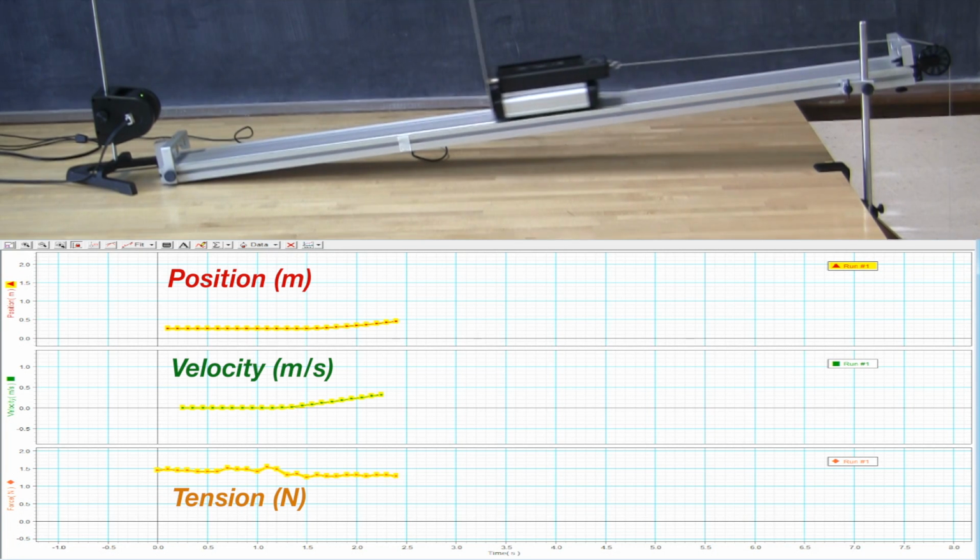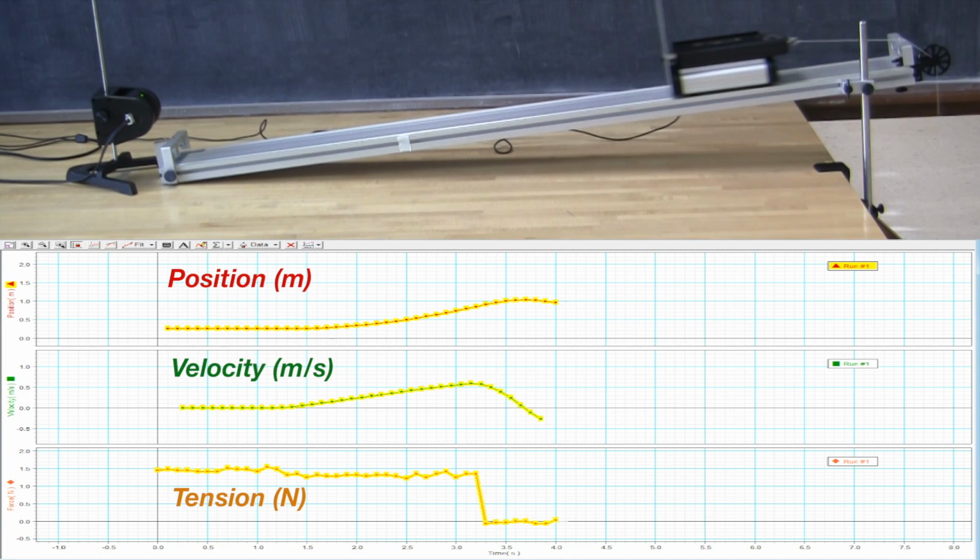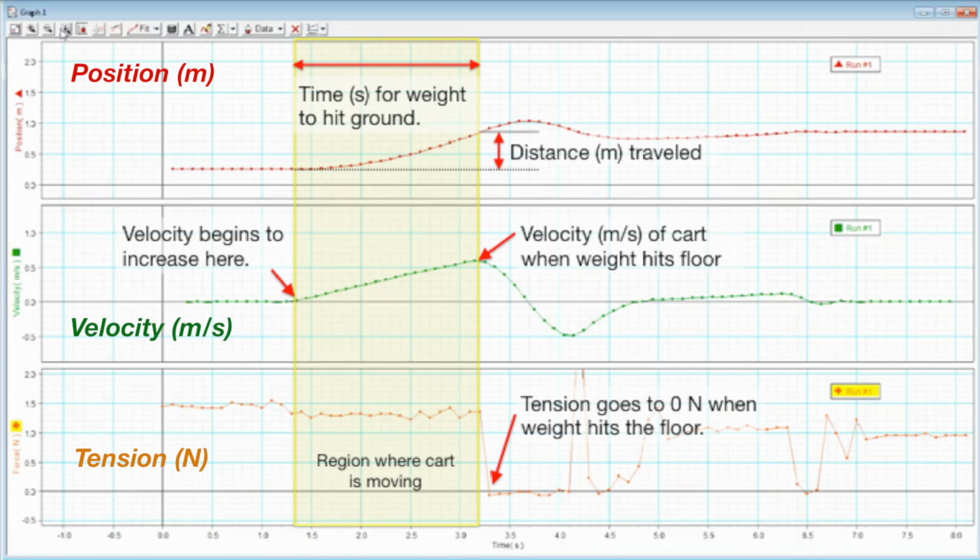How do the position and velocity of the cart and the tension on the string change over time? Let's take a closer look at the data we collected. The yellow region shows the time when the cart and counterweight were in motion. The start is marked by an increase in velocity of the cart, and the end is marked by the tension in the string going to 0 newtons. At this point, the counterweight has hit the floor.